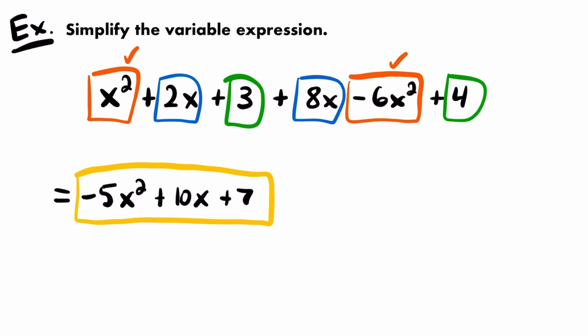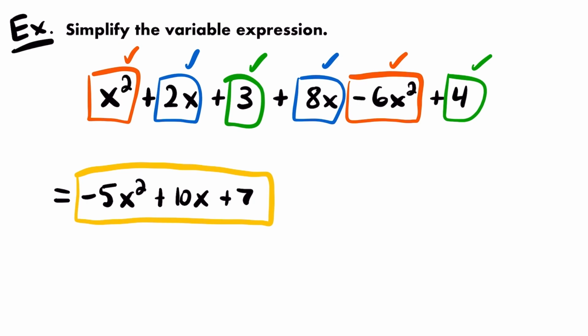And we could do the same thing for 2x and 8x. Once we combine them to be 10x, you could check them off so you know that you have used them and they're done. And then the same thing for 3 and 4. Once you have combined those to be 7, then you could check off those two terms. And now you can see that you have accounted for all of the terms in the variable expression. You haven't left anything behind, so you know your answer should be correct, assuming that you added the coefficients of your like terms correctly. Okay, so that's just a little pointer.